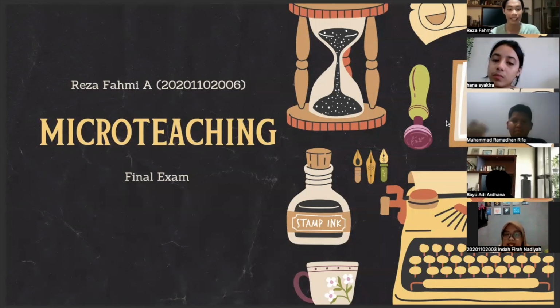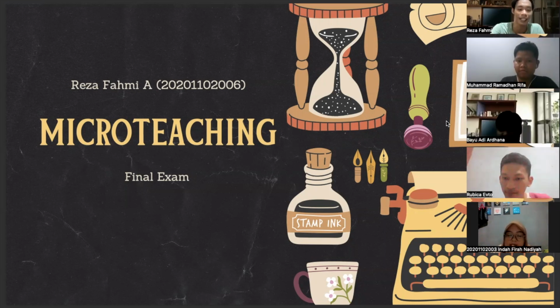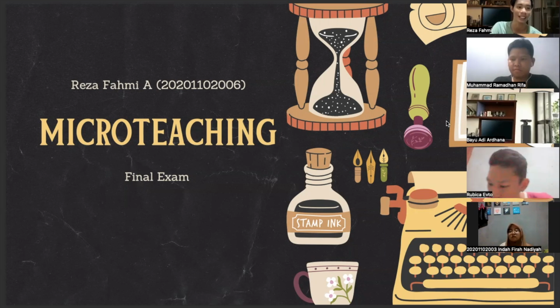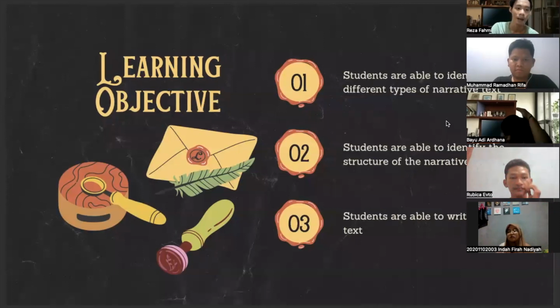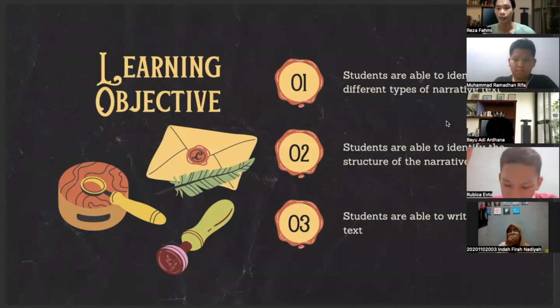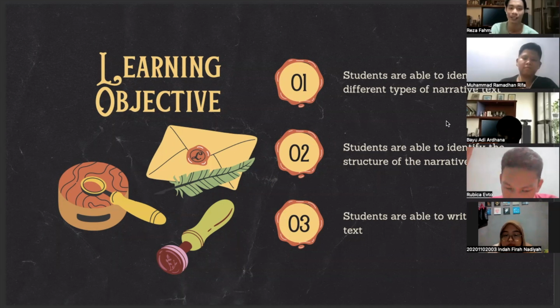From some of the texts that I mentioned earlier, do you know what kind of text is it? I think it's narrative text, sir. Okay, that's a good answer. It's a narrative text. Here I will tell you about the learning objective at today's meeting. The first one is students are able to identify the different type of narrative text. The second one, students are able to identify the structure of narrative text. And the third one is students are able to write narrative text.